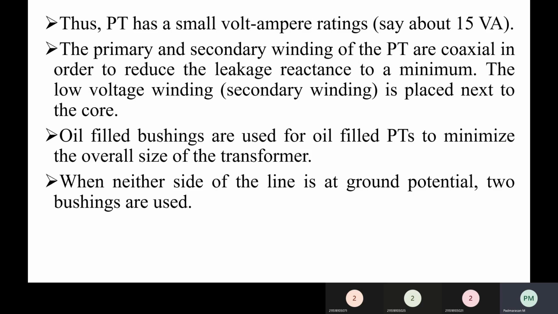The potential transformer has a small volt ampere rating, say 15 volt ampere. The primary and the secondary windings of the potential transformer are coaxial, to reduce the leakage reactance to a minimum value. The low voltage winding, that is the secondary winding, is placed next to the core. Oil filled bushings are used for oil filled potential transformers to minimize the overall size of the transformer. When neither side of the line is at ground potential, two bushings are generally used.